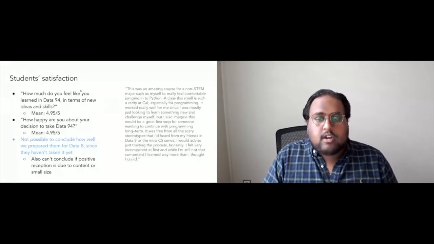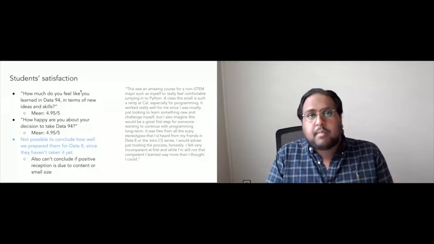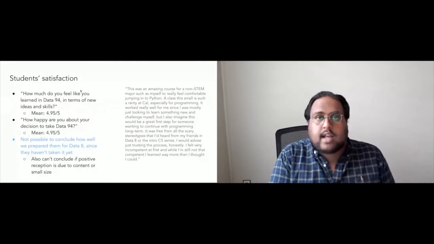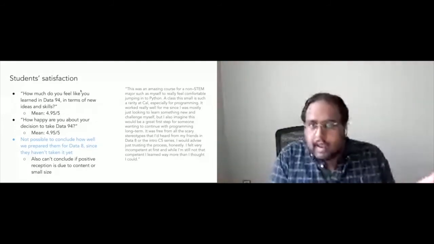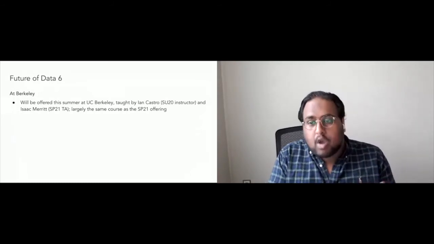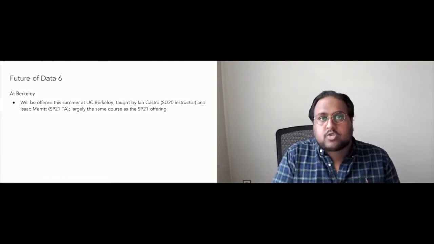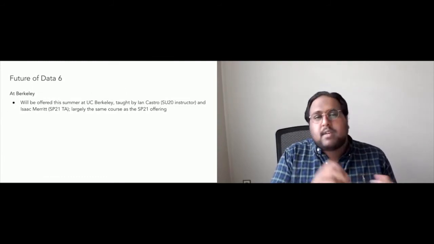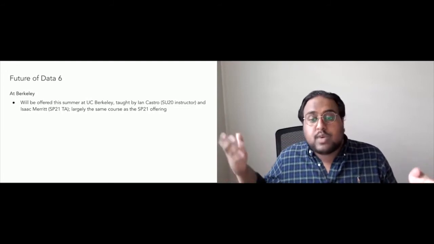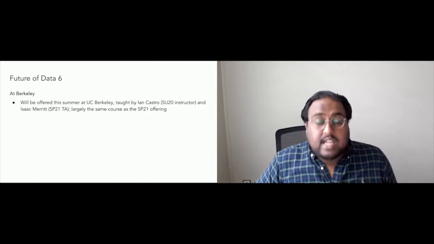Okay. So what's next? Well, at Berkeley, this course is going to be offered again this summer. It's going to be taught by Ian Castro, and Isaac Merritt, who was the TA for the offering this spring. It's going to be largely the same course as the Spring 21 offering, with more social sciences content embedded, maybe some content removed, just because in the summer it's being offered in the 6-week summer session. It would be kind of hard to do all of this that we took 15 weeks to do in 6 weeks.